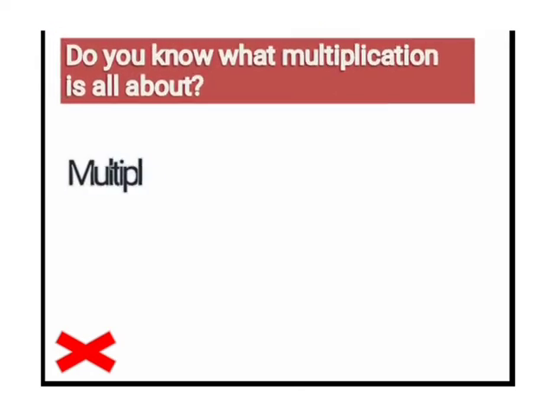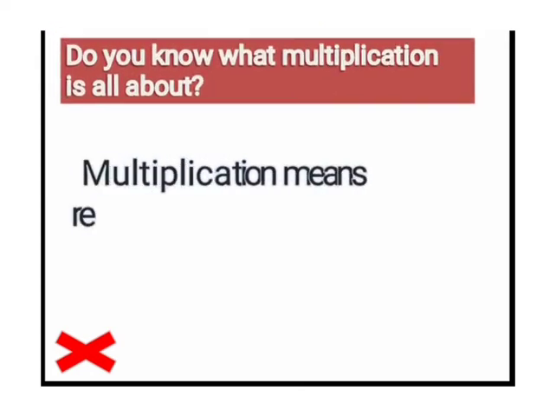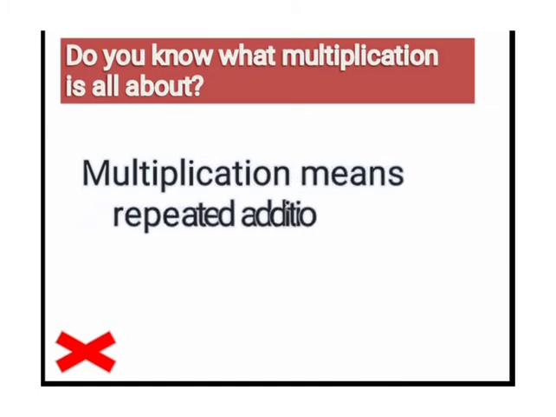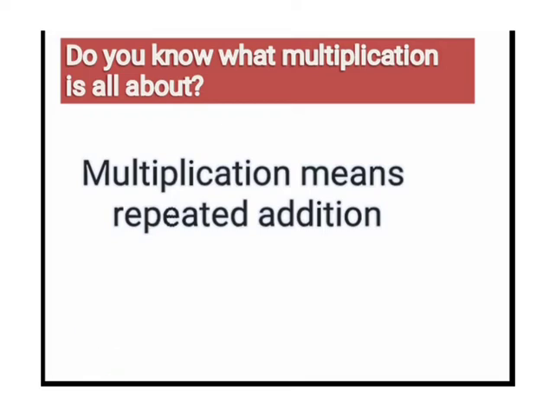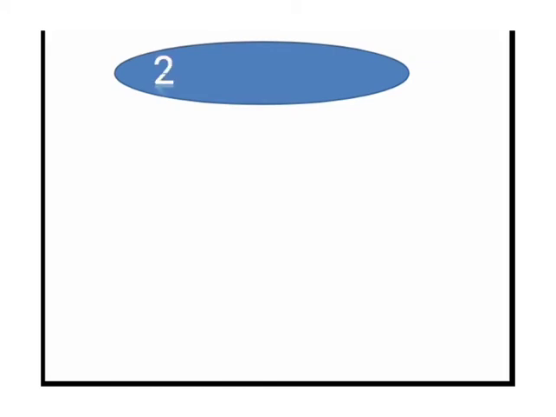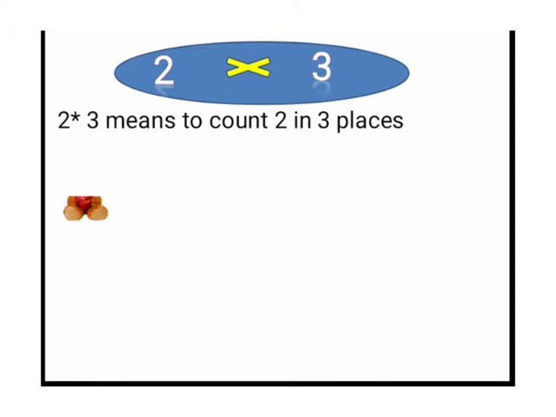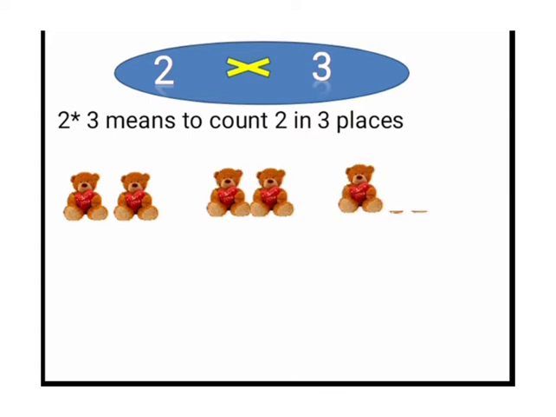Do you know what multiplication is all about? Multiplication means repeated addition. Take a look at this example. 2 times 3. 2 times 3 means to count 2 in 3 places. Count 2 in 3 places. Can you see it?